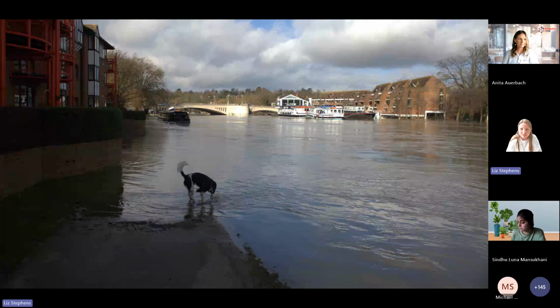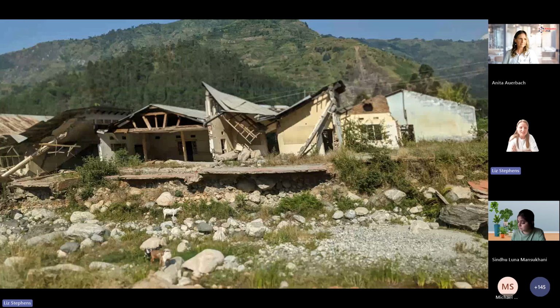So the next photo is this one, very, very different. Bonus points if anyone on the webinar knows where this is. So this is a type of flooding. It's not an earthquake.